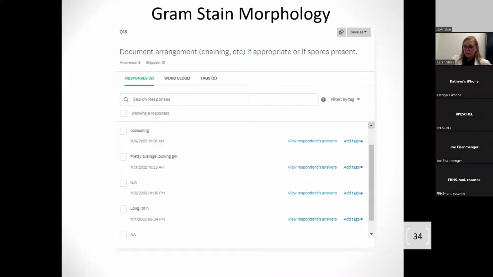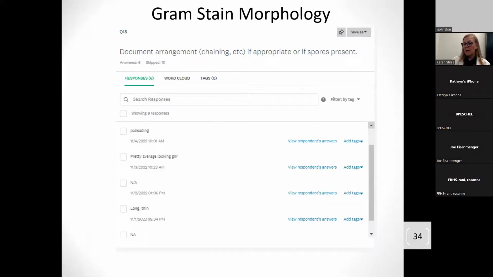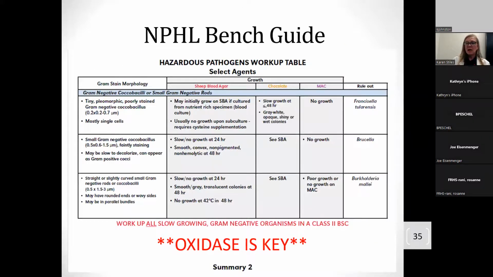This is what it was described as: palisading, pretty average looking gram negative rod, long and thin. There are a number of other responses, but if you look at that gram stain, yeah, it is a pretty normal gram negative rod. But I know how it can be when you're doing a gram stain. Obviously, it's easier to call it after the fact. Sometimes you don't know about those other organisms, if there are other organisms in there, if they're the same thing or not, but they're different shapes. So you really have to think it through.